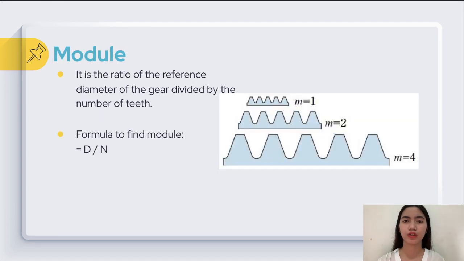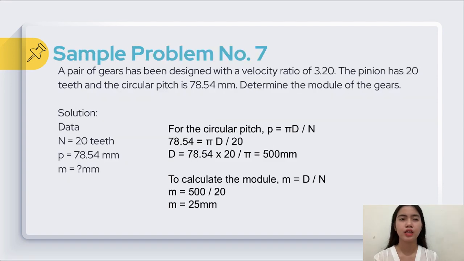Module. It is the ratio of the reference diameter of the gear divided by the number of teeth. Sample problem number 7. A pair of gears has been designed with a velocity ratio of 3.20. The pinion has 20 teeth and the circular pitch is 78.54 millimeters. Determine the module of the gears.